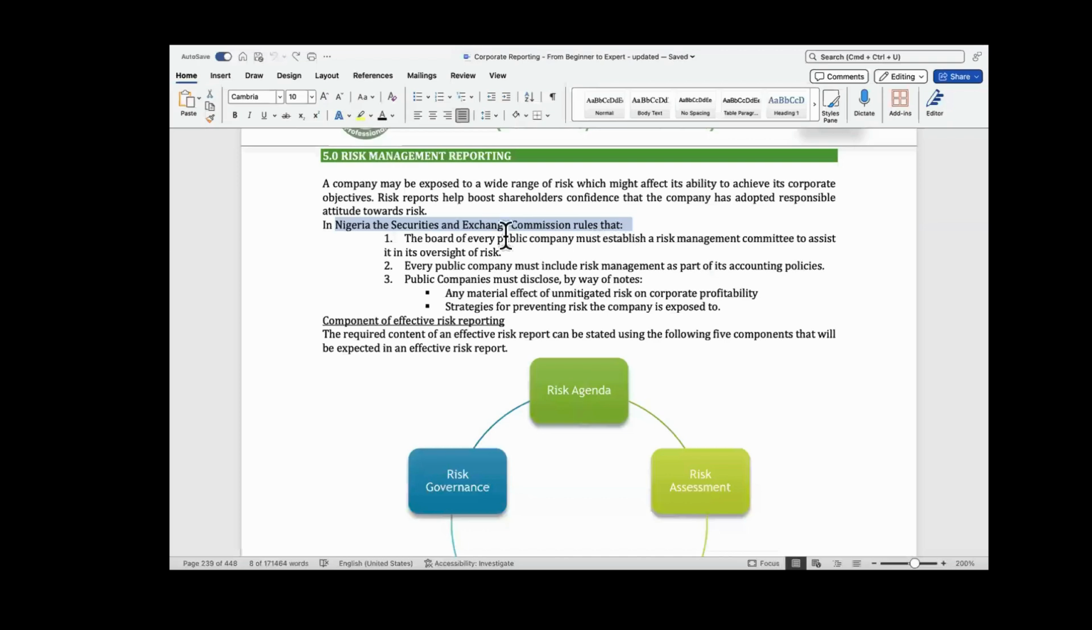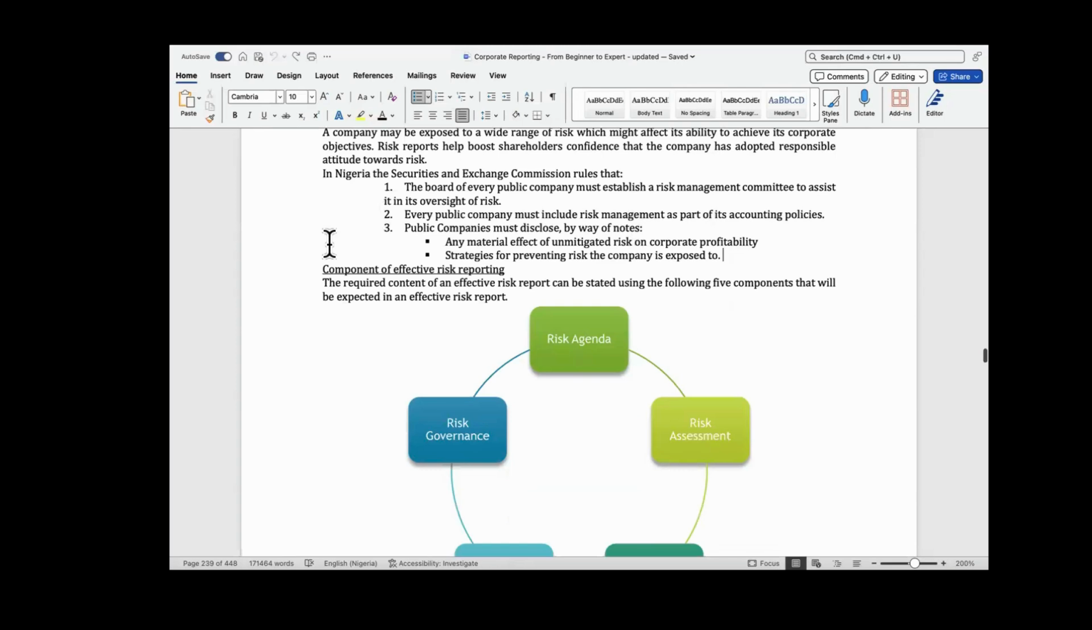So the SEC requires that the board of every public company must establish a risk management committee that would oversee risk. So they must have a risk management committee. The entity must make risk management part of their accounting policies, and they must also disclose the effect of unmitigated risk on their profits and how they are preventing those risks as an organization. So it's a requirement by SEC, and ICAN can ask it, as it was there last time.